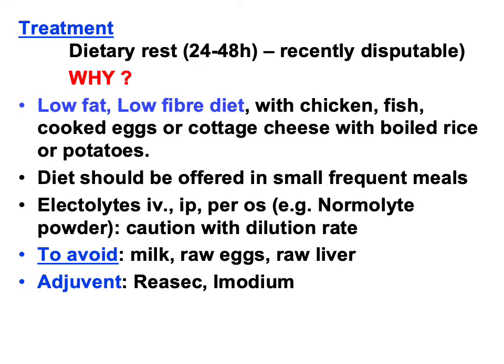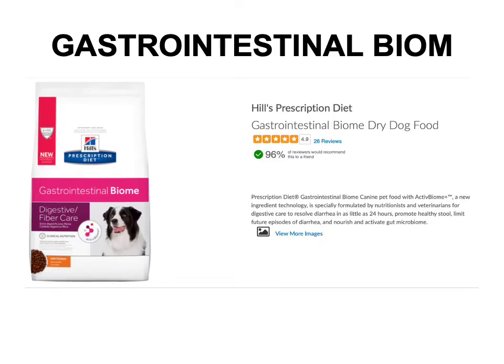Dietary treatment using veterinary diets. You can use, for example, many other producers, but this is one of the best, Gastrointestinal Biome. This is a Hill's Prescription Diet in dry, and is available in different forms to treat the diarrhea.